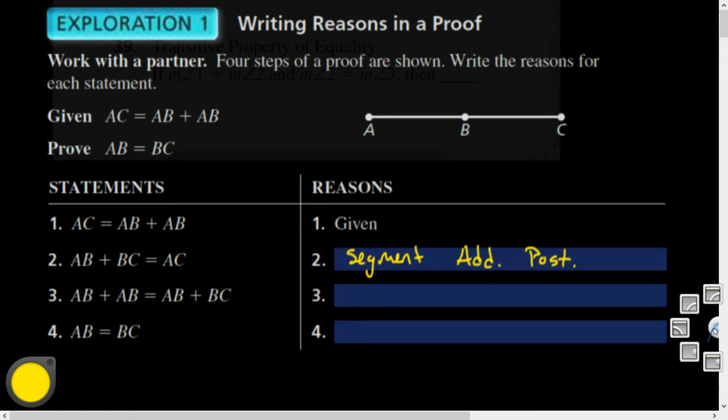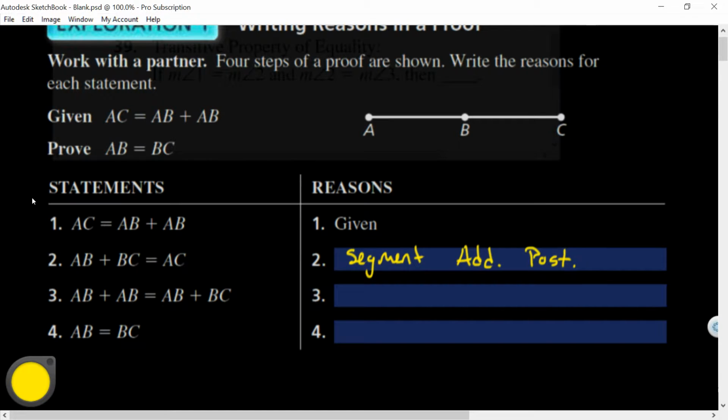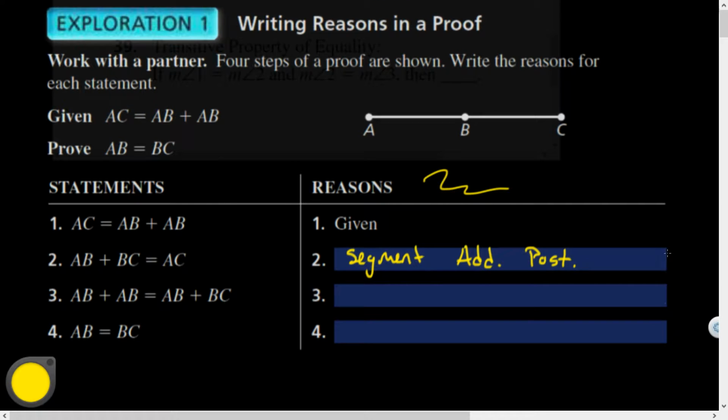Let's see. I'm going to actually pull this up and go to my brush pack. I'm going to turn this down to like 3.3. That feels a little bit better. You guys think so? Yeah, I think I'm writing chunky here. All right, there we go. So, segment addition postulate is what says that the length of the entire thing is equal to the sum of the non-overlapping parts. We also had area addition postulate and angle addition postulate, all basically saying the same thing.